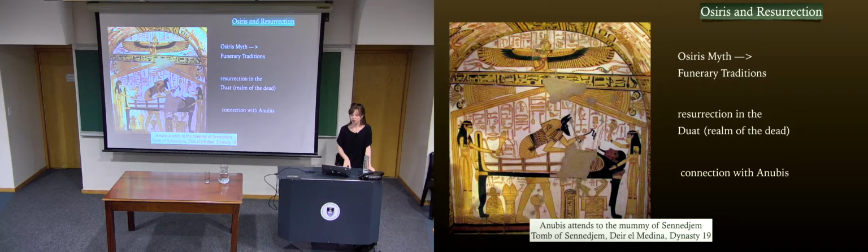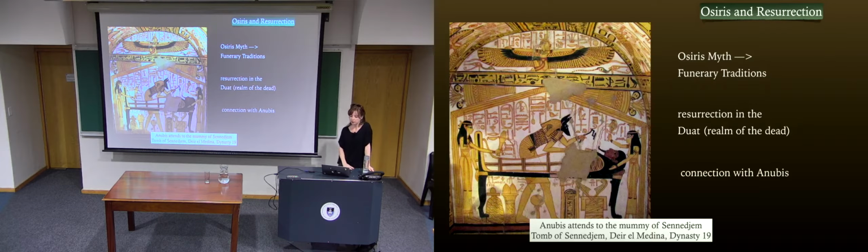And so he's confined there, right? His resurrection then is only there, but he becomes a force of regeneration in the cosmos. And that is why then the Osiris myth has a great relevance for Egyptian conceptions of the afterlife.